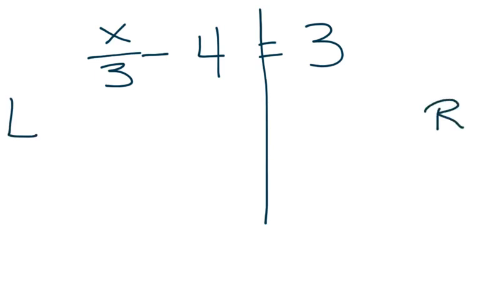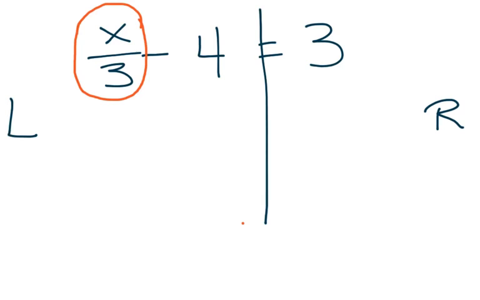I'm going to locate my x, and my x is here, but it is involved with the 3 on the bottom. So I have the x divided by 3, and I have the subtract 4 equals 3. So again, I want to isolate, or get, the x over 3 by itself.